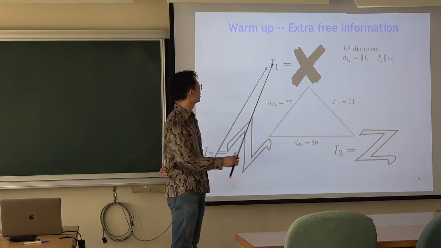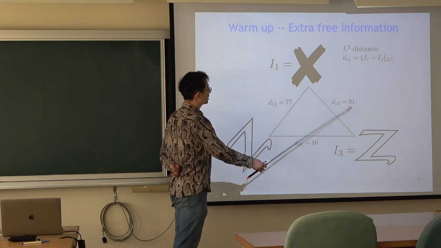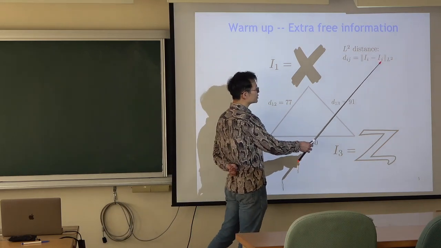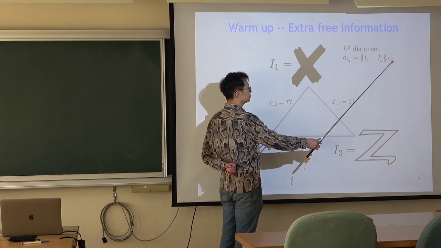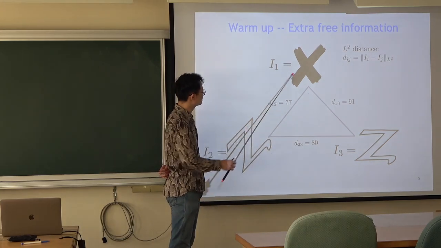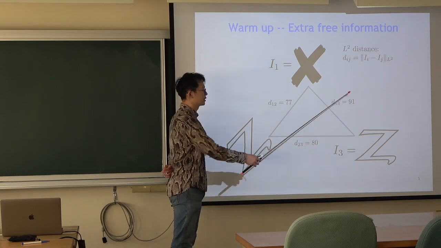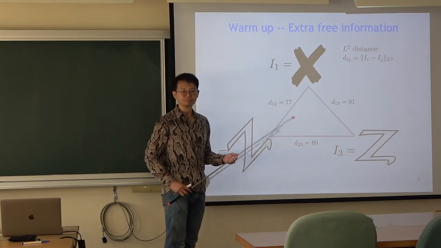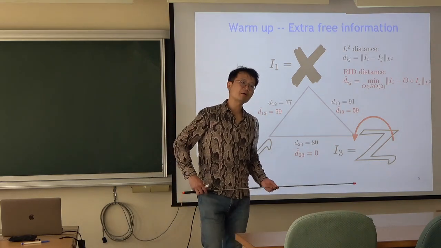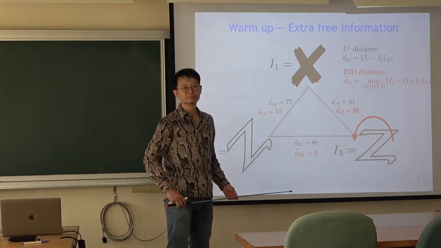Obviously, our eyes are very good, so we can see that this is Z and that is also Z. But if we just use L2 distance, that is, you take two images as two functions and calculate the L2 norm of the distance, then you will see that D12, D13, and D23 are all quite big, meaning that they are all different. However, by our eyes, we know that these two are Z's. So how do we know that?